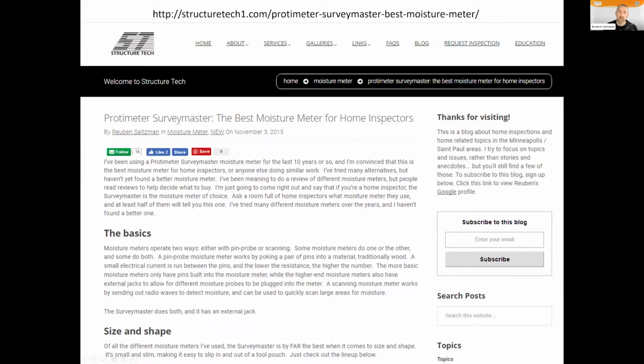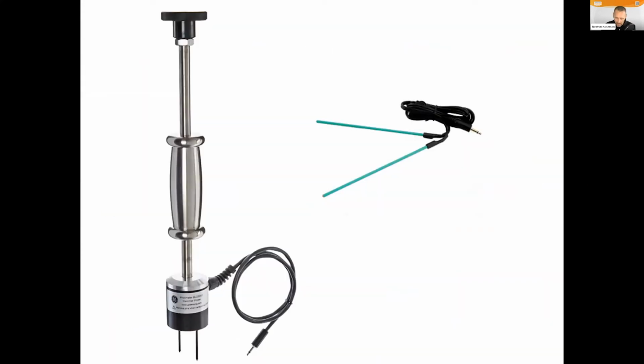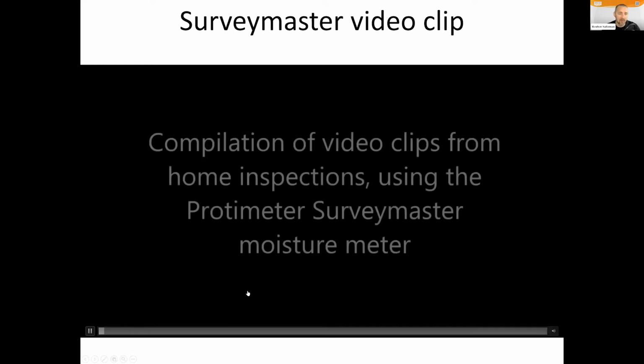Another reason I like the Survey Master is that it's got a port where you can plug in external probes. You can use a hammer probe for doing moisture testing on stucco homes. You can also use deep wall probes. You can plug those into the side of the Survey Master and you can do some special little testing that I'm going to teach you about before the end of this class. So here's a little side-by-side comparison.